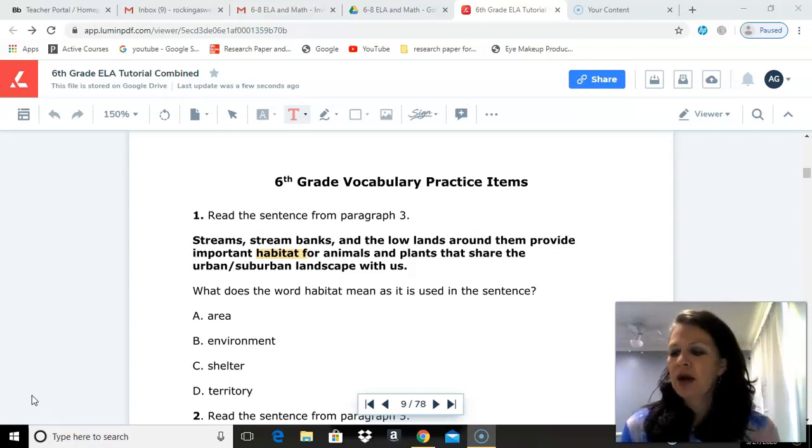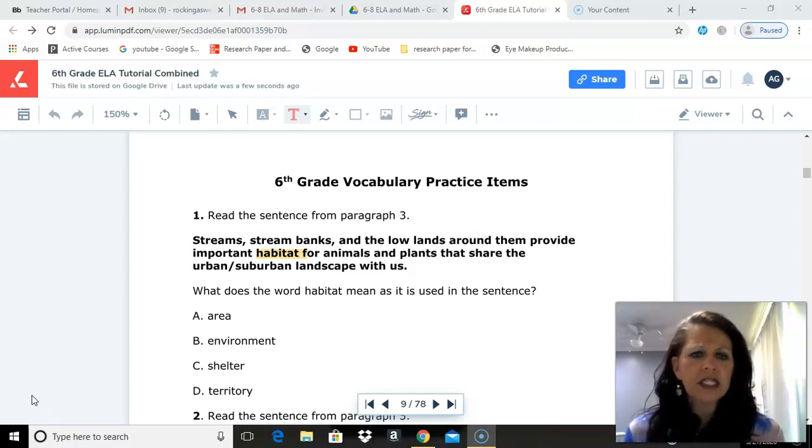When you get to your RL, which is your literature standards, you're still determining the meaning of words and phrases, but you're doing it more to analyze the impact of that specific word as far as what it has to do with the meaning and tone within the text.